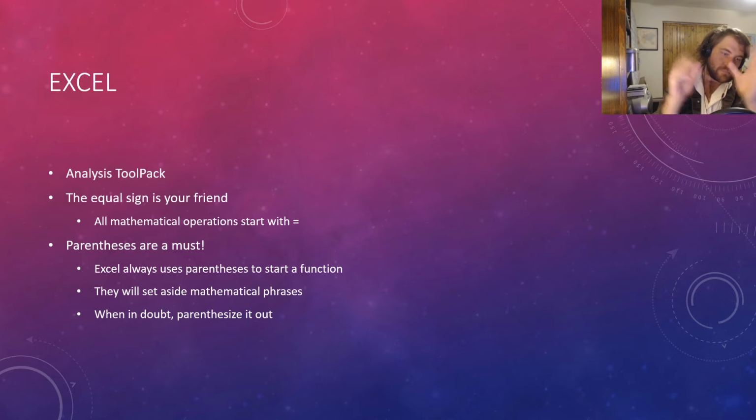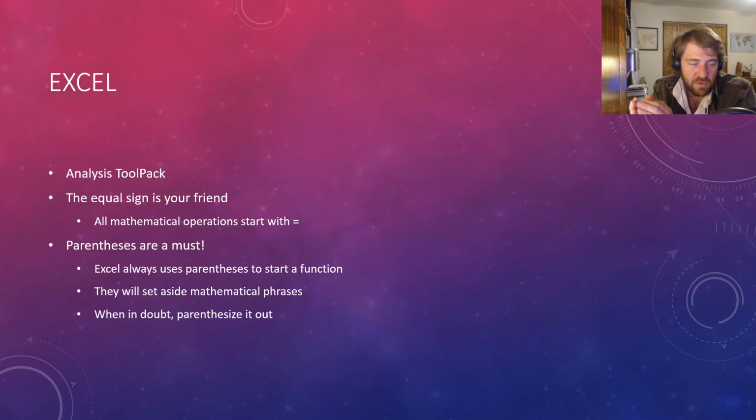Okay. So parentheses are also a must. We know that the equal sign is really important, but also parentheses are super important. Any function that you're using uses parentheses. So remember I said if you want to do the square root of 9, you're going to type in equal sign SQRT parentheses 9 parentheses. Those parentheses tell Excel that it's taking the square root of whatever's in the parentheses. And you can't just leave them off. Even if it's a single number, you still have to have the parentheses. It makes the function work.